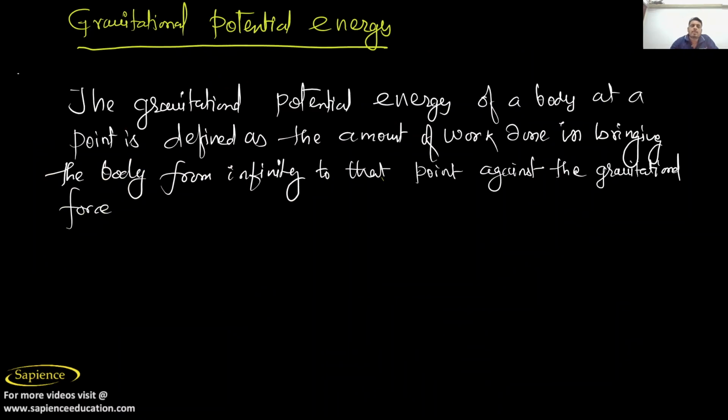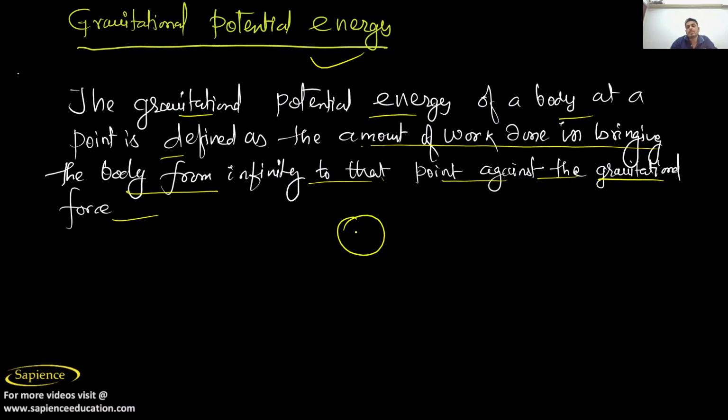Now I am talking about gravitational potential energy. So what is gravitational potential energy? The gravitational potential energy of a body at a point is defined as the amount of work done in bringing the body from infinity to that point against the gravitational force. Earlier, in the case of gravitational potential, we were talking about per unit mass. But when I am talking about gravitational potential energy, the mass does not matter, whatever it may be, maybe 5 kg, 2 kg.